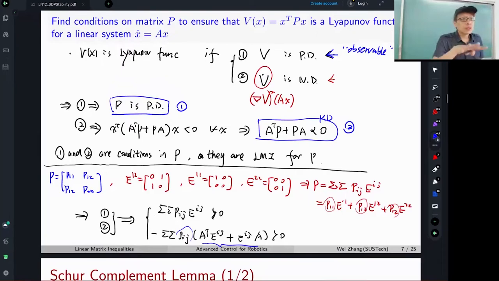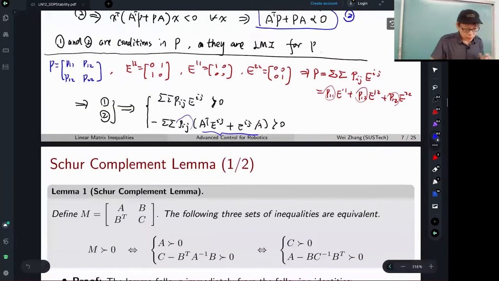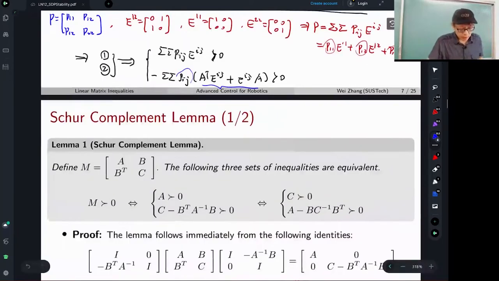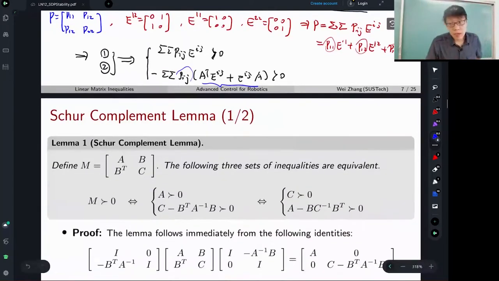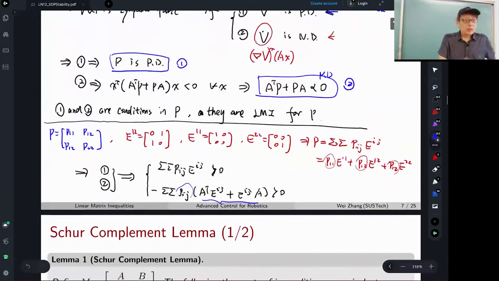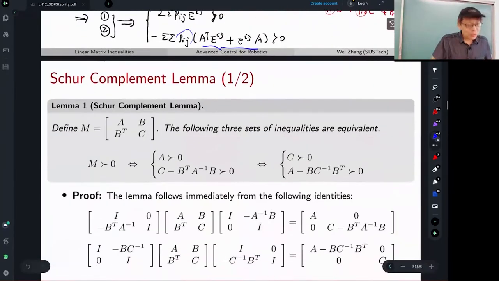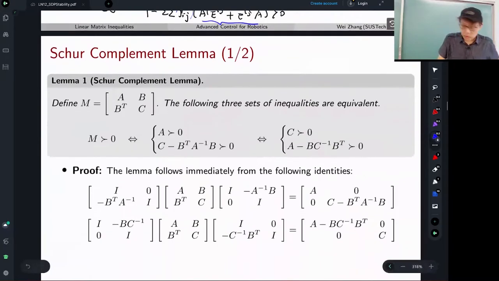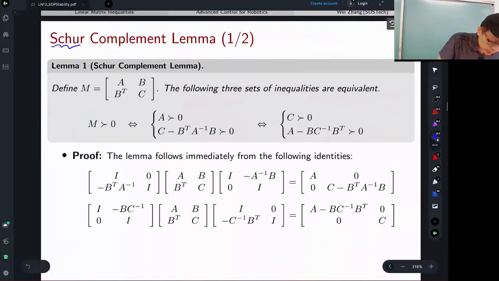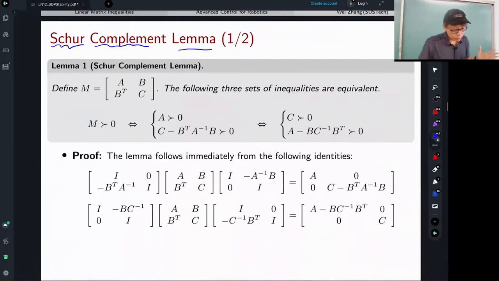Well, I hope these examples help you understand these somewhat abstract things. I hope you can recognize a linear matrix inequality very easily now. But you need one more tool, which is very useful in general. It's called the Schur complement lemma. I'm not going to prove it for you, but the proof is given here.